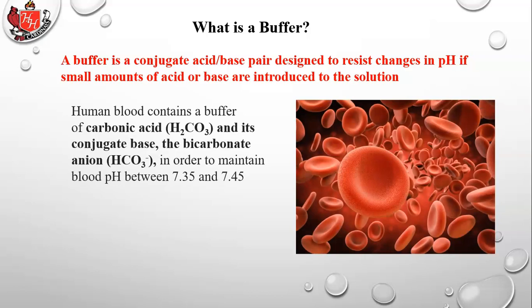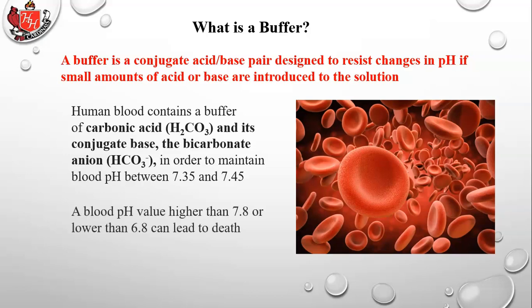Human blood, for example, contains a buffer, carbonic acid and its conjugate base, the bicarbonate anion, in order to maintain a blood pH between 7.35 and 7.45. A blood pH value higher than 7.8 or lower than 6.8 can cause death.